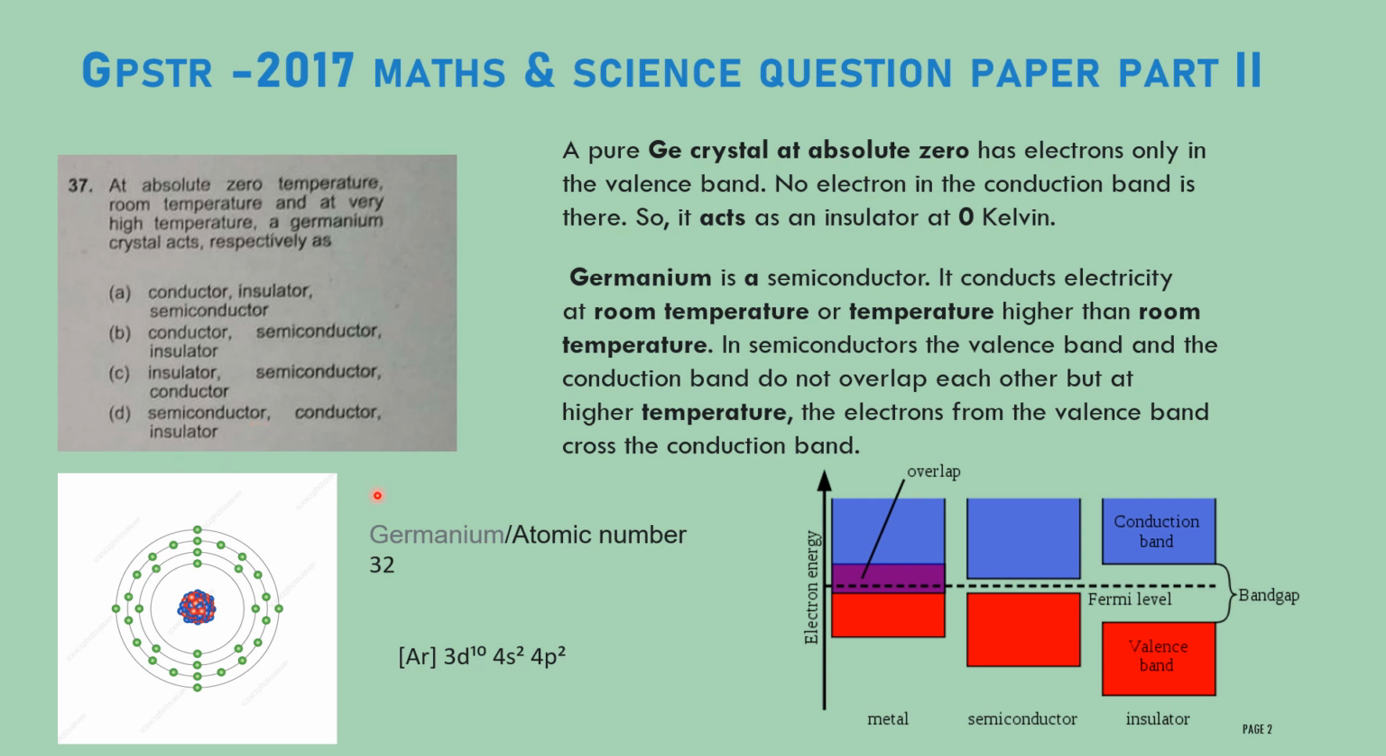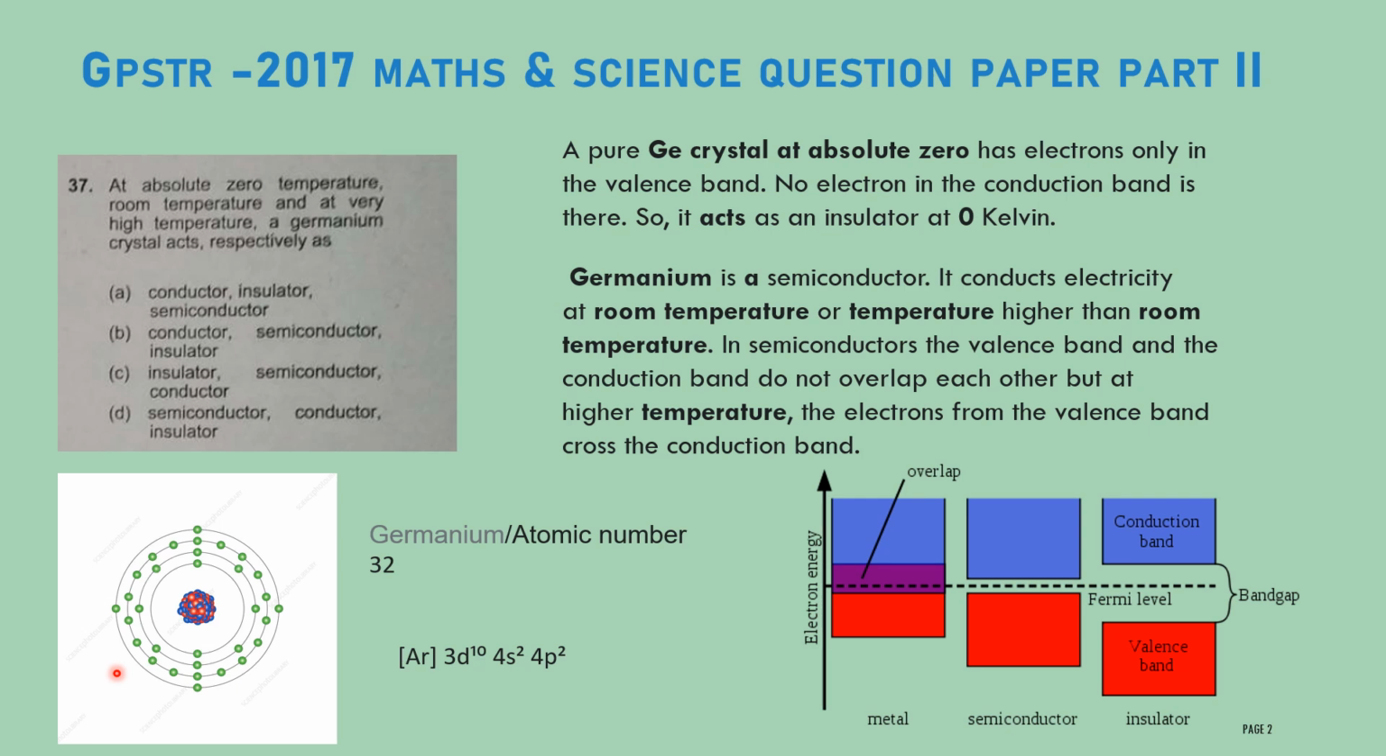Let us discuss in detail. The atomic number of germanium is 32. The electronic configuration of germanium is argon 3d10 4s2 4p2. Then let us consider the atomic structure of germanium. This is the atomic structure. Here you can identify 1, 2, 3, 4 valence electrons in germanium.